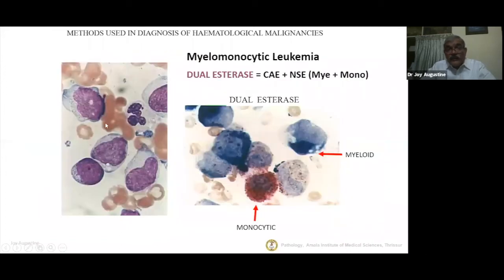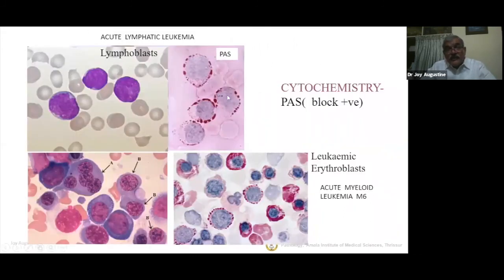Now you do the dual esterase in cases of myelomonocytic leukemia. You have the CAE and the ANAE combined together, and you give different chromogens for each, and you have the two types of staining. And this is what you see in myelomonocytic leukemia. This is what is called the dual esterase staining. Now the block positivity in cytochemistry is seen in acute lymphatic leukemias, lymphoblasts, and also in leukemic erythroblasts in acute myeloid leukemia, as you can see here. The mature erythroblasts will show more diffuse positivity of the PAS. So this is a very important point you can remember.